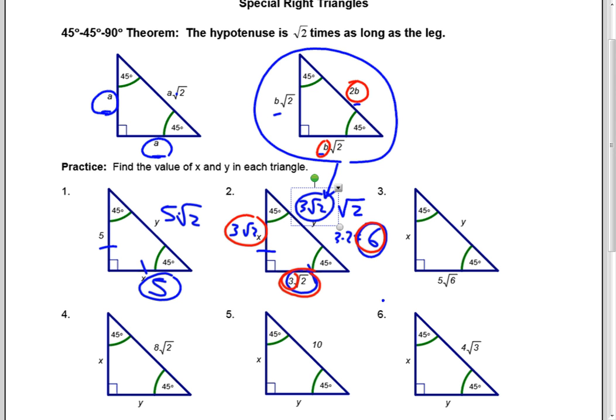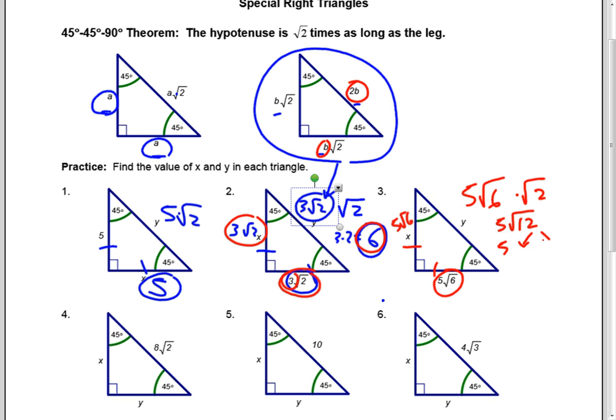So if I'm looking at number 3, I'm thinking to myself, that's a weird looking leg, but I know that this side is going to be the same weird looking radical. And what do I need to attach to it? A radical 2. So I'm taking whatever that is, it just happens to be 5 radical 6, and I'm attaching a radical 2 to it. That gives me 5 radical 12, which you will not see as an answer because that's not in simplified radical form. How can I change radical 12 into something useful?